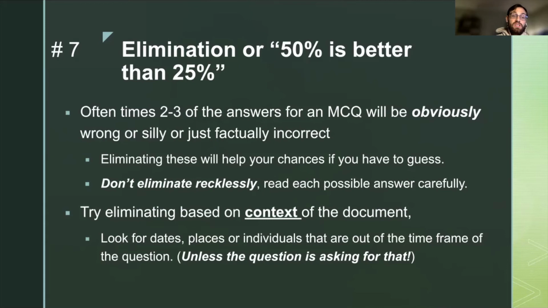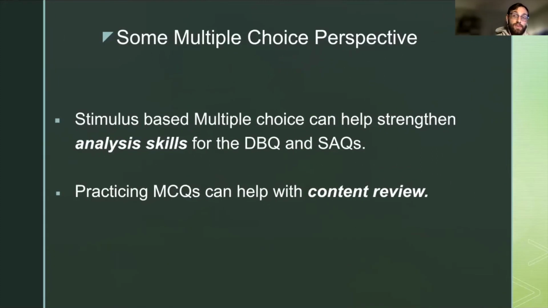That said, don't eliminate recklessly. Read each possible answer for the 1,000th time carefully and, if you are still not sure, eliminate based on the context of the document. Look for answers that might be outside of the date, the time, or associated with the individuals or places that are being discussed in the question. Again, unless the question is explicitly asking for dates, places, times, groups, and individuals not associated with the document. So you've got to read these things very carefully. I feel like that could just be the single tip here. Read things carefully. All right, let's talk really quick about some perspective on multiple choice questions.